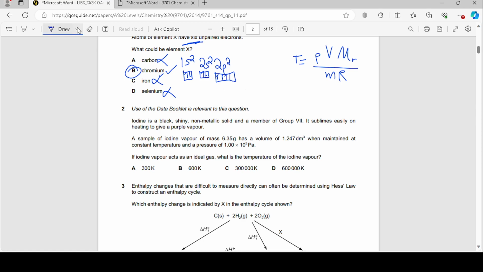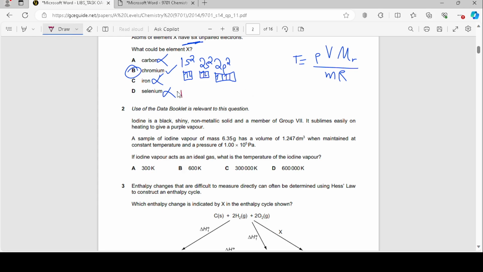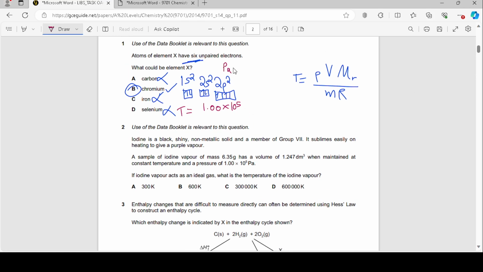And now we will use this equation. I don't know why I'm changing the color, but I am. And then 1.00 into 10 to the power of 5. I feel like canceling things today, like writing SI units and stuff. So anyways, pascals, that is equivalent to what?